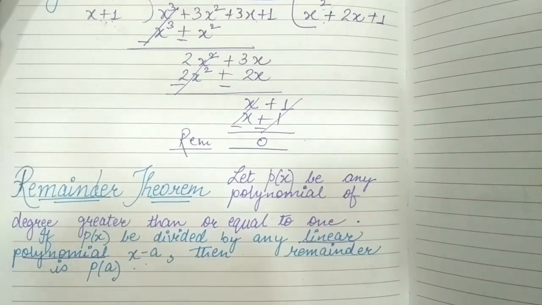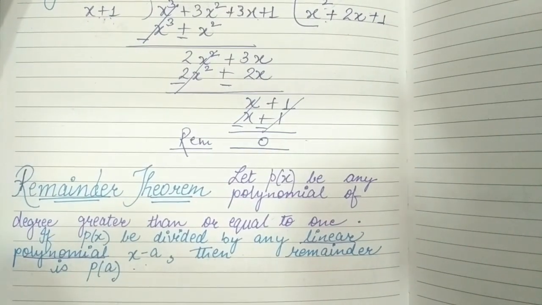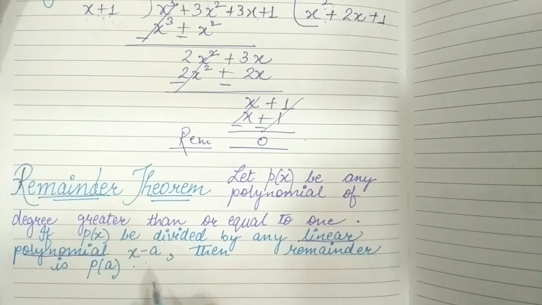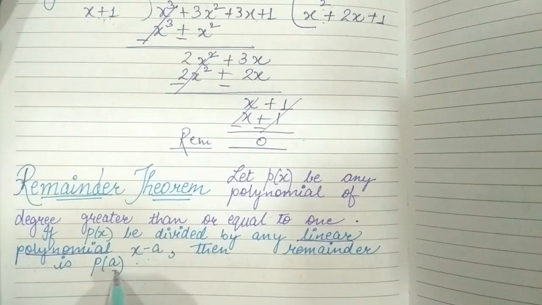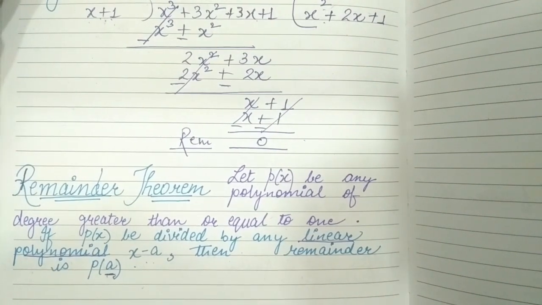Now the rule is, if p(x) is divided by any linear polynomial, please note that the remainder theorem is applicable when our divisor is a linear polynomial, x minus a, then the remainder is p(a). Now what is a here?